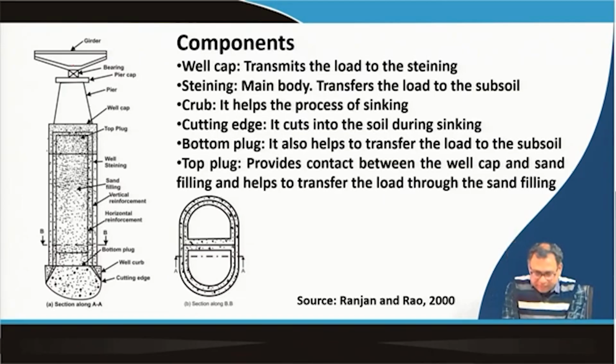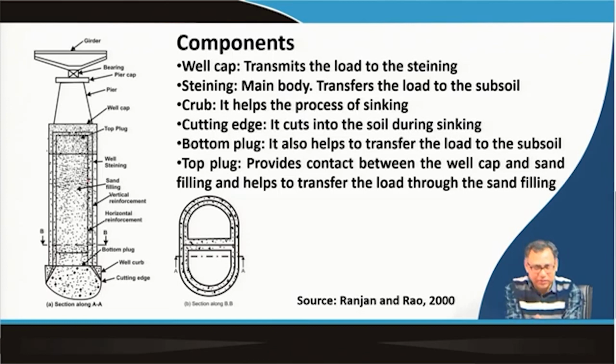So, what are the different components? The well cap, this is the well cap. Okay. This well cap is generally monolithically cast with the steining. So, this well cap transmits the load to the steining. Okay. Now, what is steining? Steining is basically the main body of this well. Okay. So, that is the shaft we are talking about.